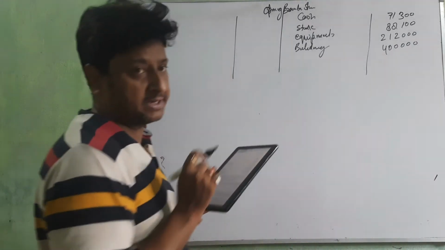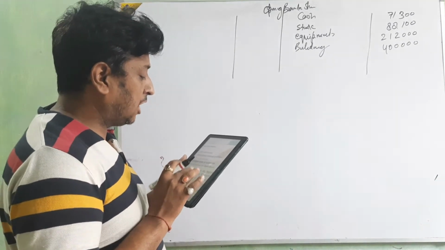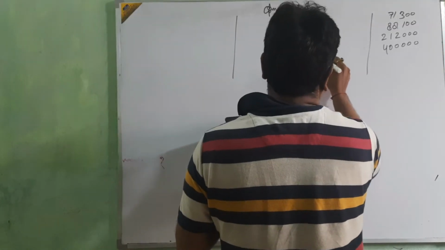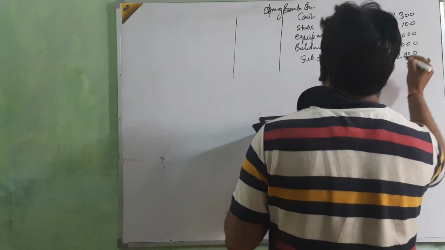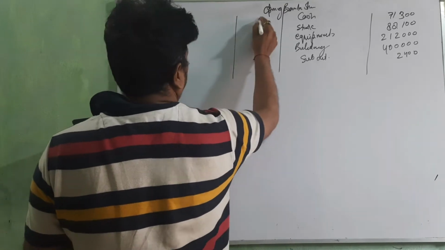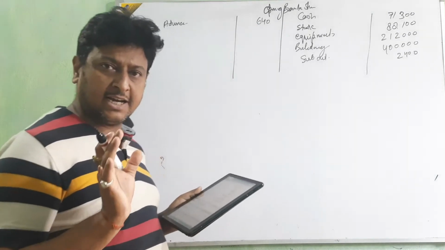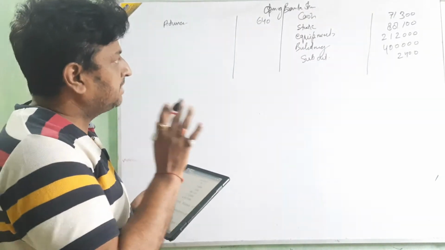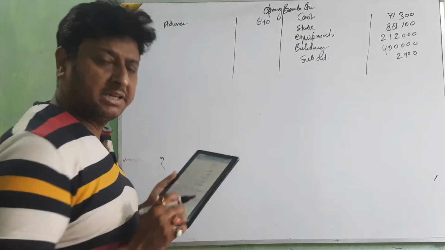And one more thing. Just see, advance last year, outstanding last year subscription. Subscription outstanding last year, that amount is 2,400. And advance 640. Okay? It's the last year advance. Clear? I think you know from where we are taking. Is the concept clear or not? Last year's assets and last year's liability.